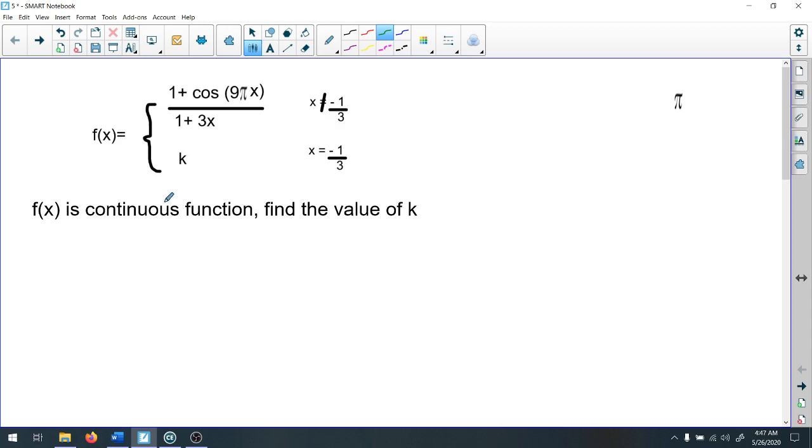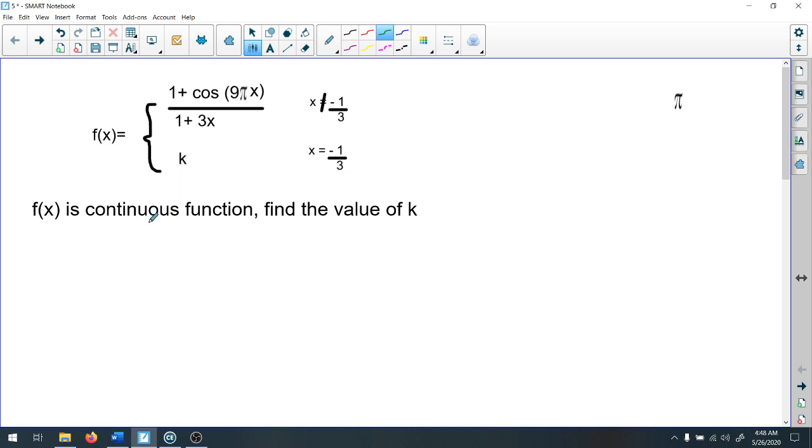Okay, we have a question here. Function f of x is a continuous function and it's a piecewise function. Piece 1 is (1 plus cosine 9 pi x) over (1 plus 3x) when x doesn't equal negative 1/3. Piece 2 is k when x equals negative 1/3. And we need to find the value of k.